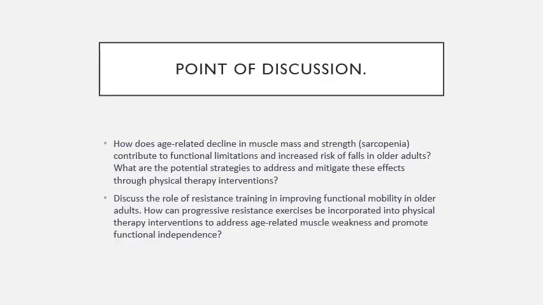The points of discussion for today's topic will be: how does age-related decline in muscle mass and strength contribute to functional limitation and increased risk of falls in older adults? What are the potential strategies to address these effects through physical therapy interventions? Discuss the role of resistance training in improving functional mobility in older adults. How can progressive resistance exercises be incorporated into physical therapy interventions to address age-related muscle weakness and promote functional independence?